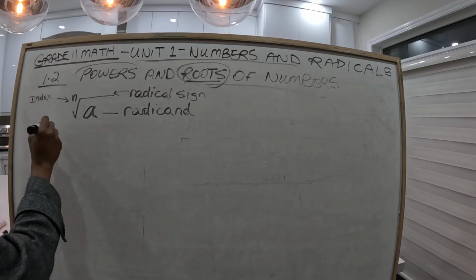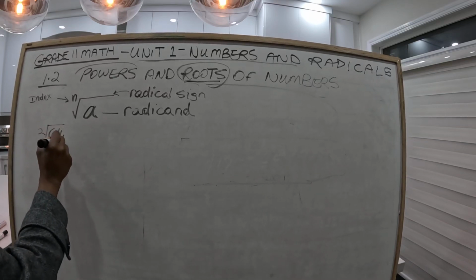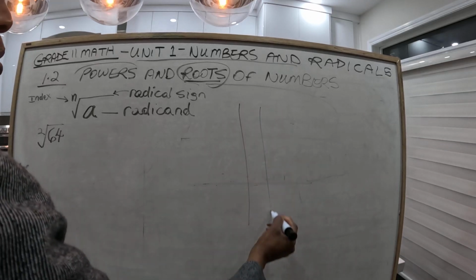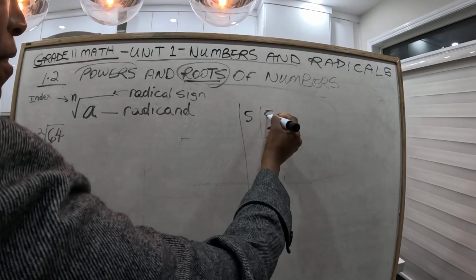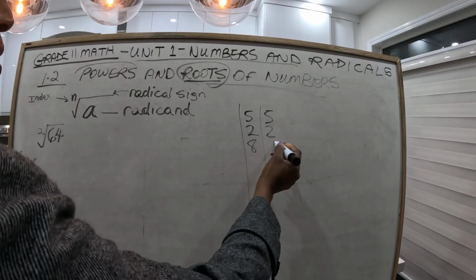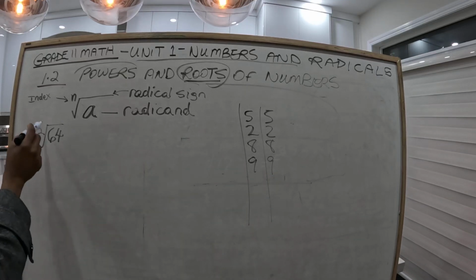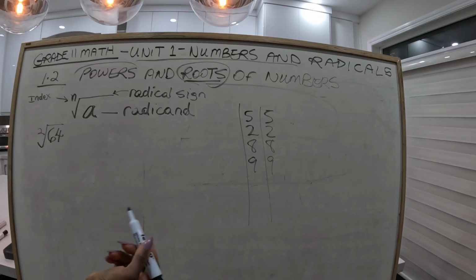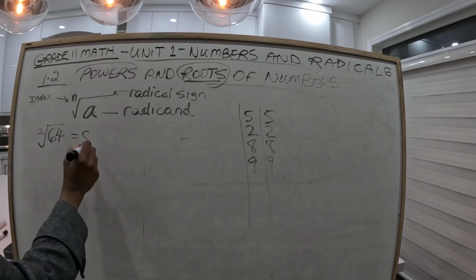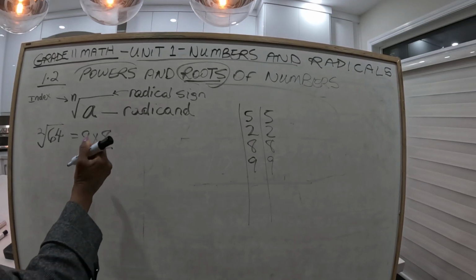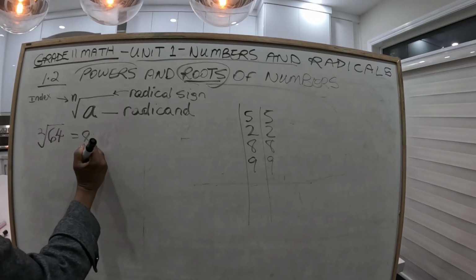So here we have an example, 64. And if you know your times table, you'll notice that a lot of the numbers from your multiplication table are multiplied by themselves: 5 times 5, 2 times 2, 8 times 8, 9 times 9. All of these will be applied here. So if you know it, you don't even need to use a calculator or try to figure it out. You know already that 8 times 8 is 64, and it's the same number multiplied by itself, which means the answer is 8. Okay?